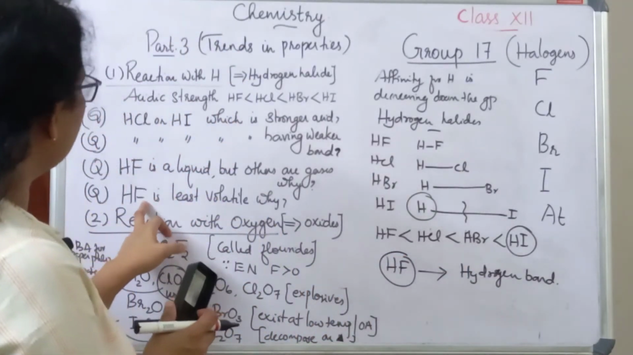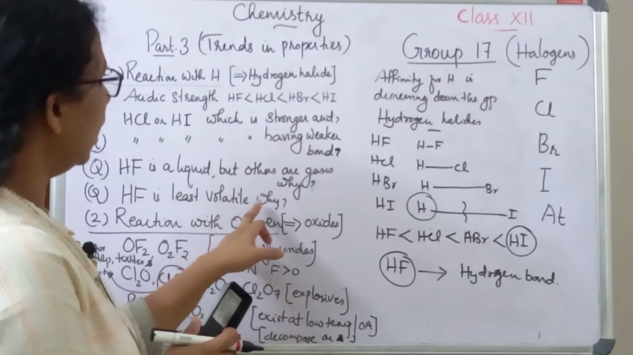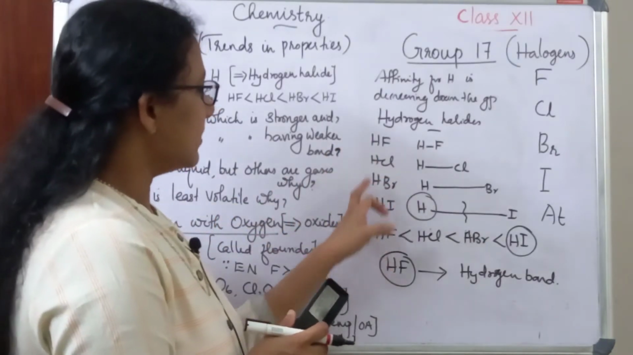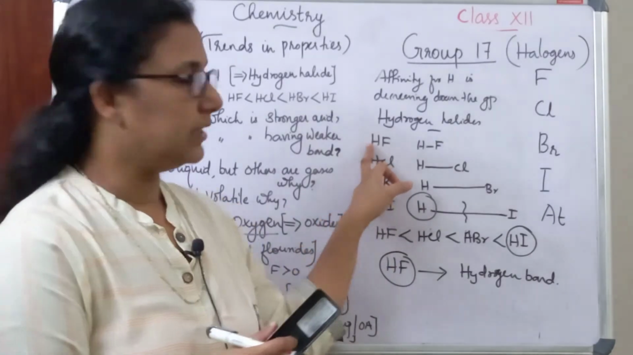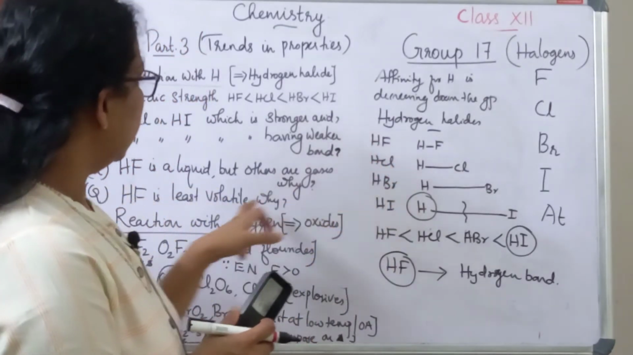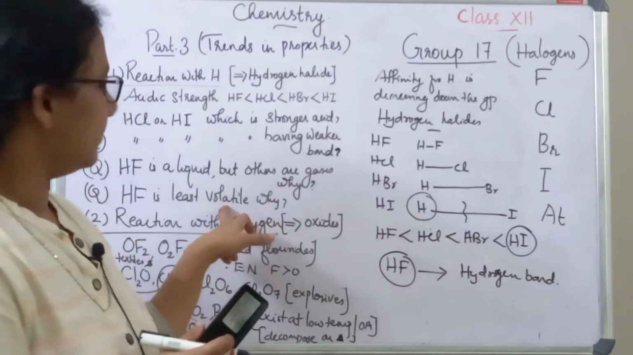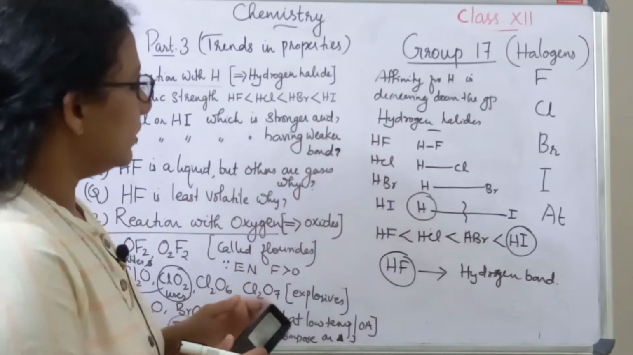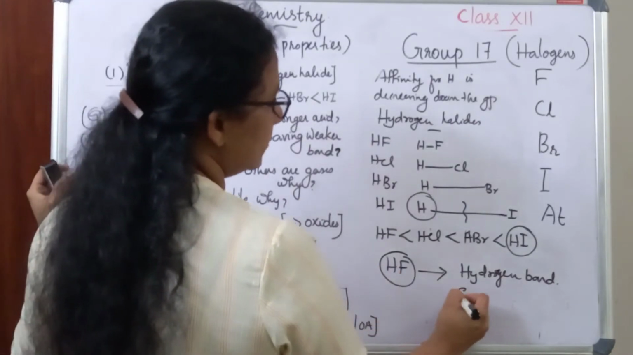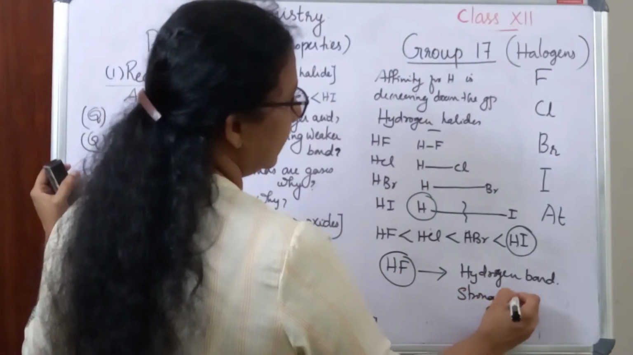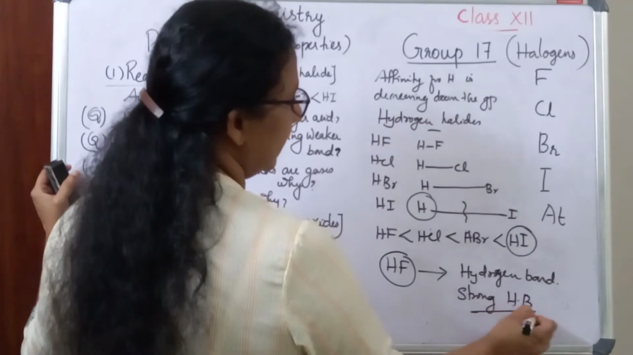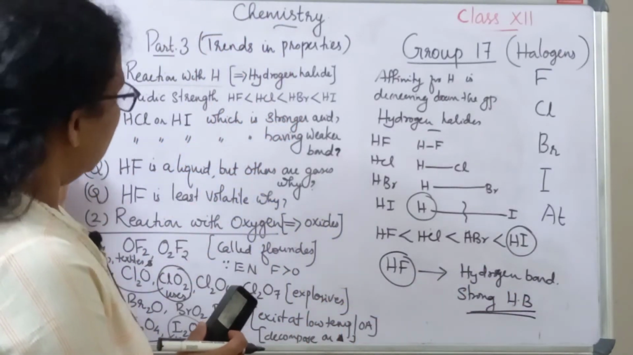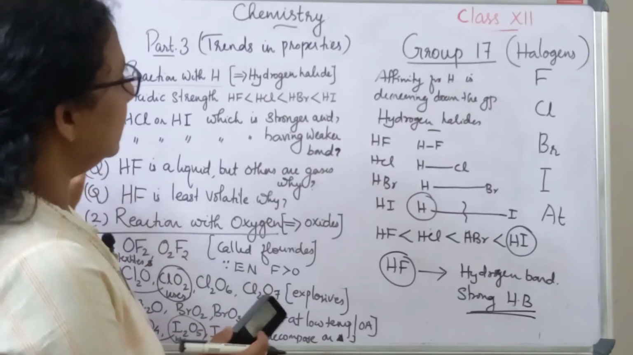Then another question: HF is least volatile, and why? HF is least volatile among these halides. Volatile means easily vaporizable. So it is least volatile in the case of HF. The reason is again hydrogen bond. There is a strong hydrogen bond in the case of HF, so that is least volatile. So this is about the reaction with the hydrogen.